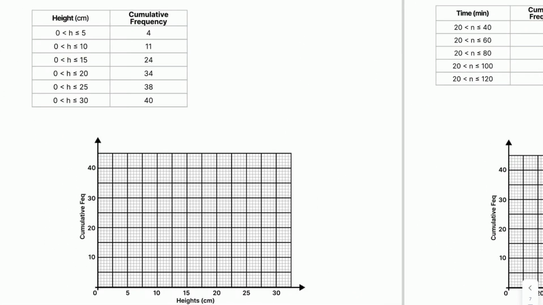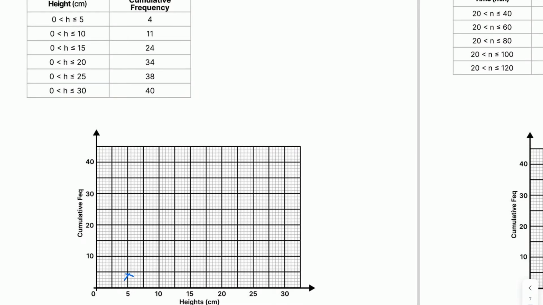So again, remember, we are plotting against the endpoints. The first one is going to be 5 and 4. The next one is going to be 10 and 11. The next one is 15 and 24. The next one is 20 and 34. The next one is 25 and 38. And the last one is 30 and 40. And now, since this starts at 0, we connect this back to 0. So that's going to be that down there.